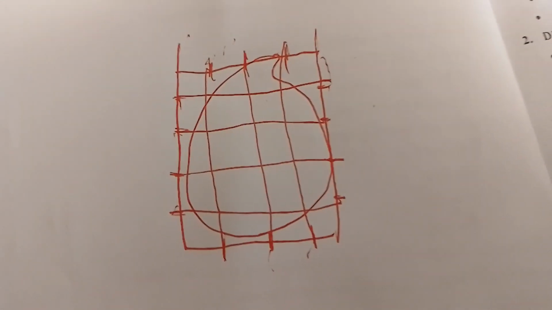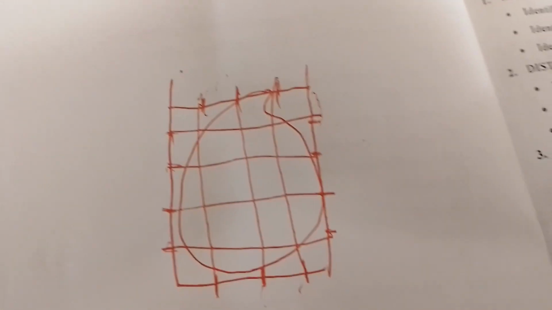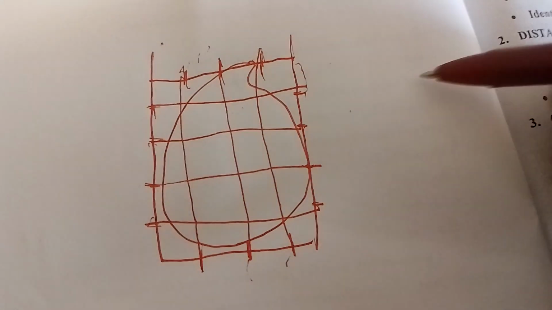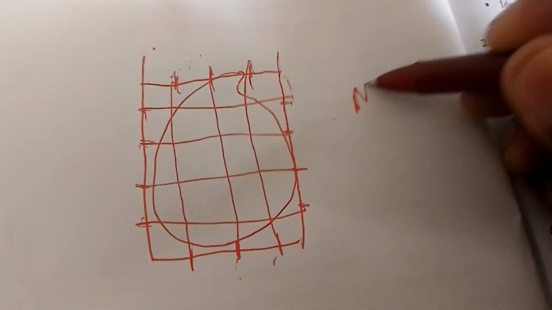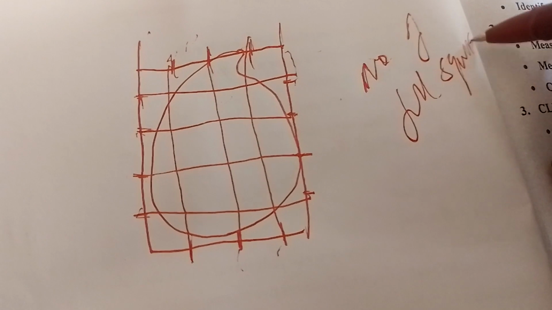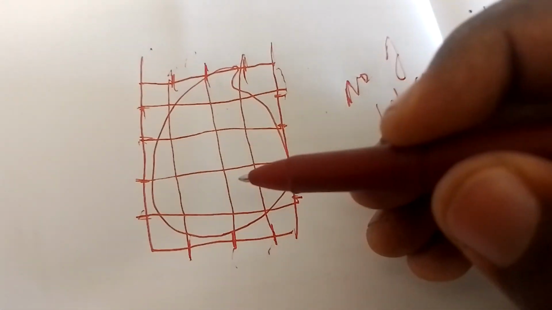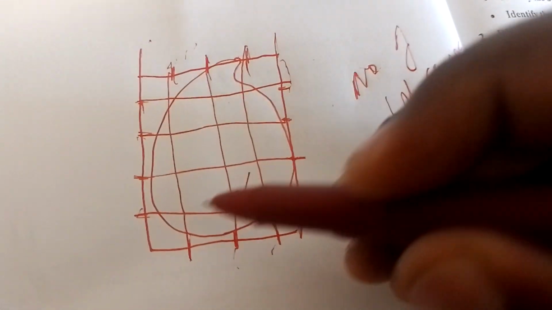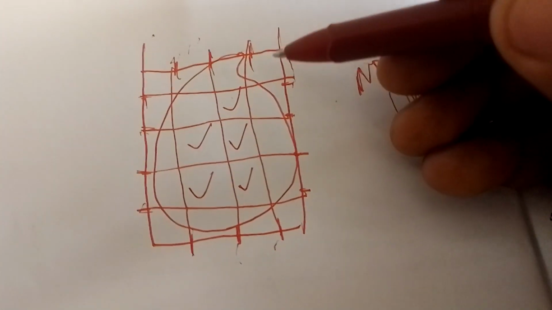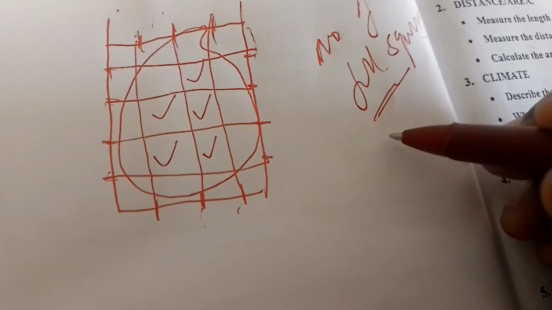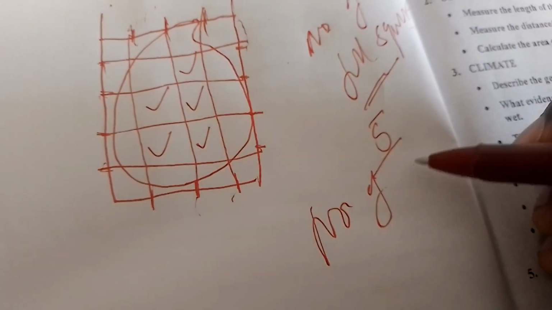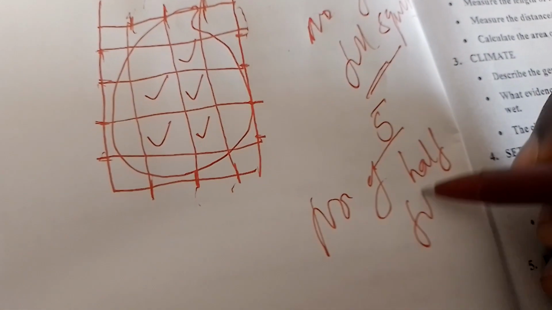Maybe it was a farm plantation, maybe the size of a farm, or a national park. So what you do is count the number of full squares. We count the number of full squares. This is 1, 2, 3, 4, 5 according to me. So the number of full squares is 5. Then the number of half squares.